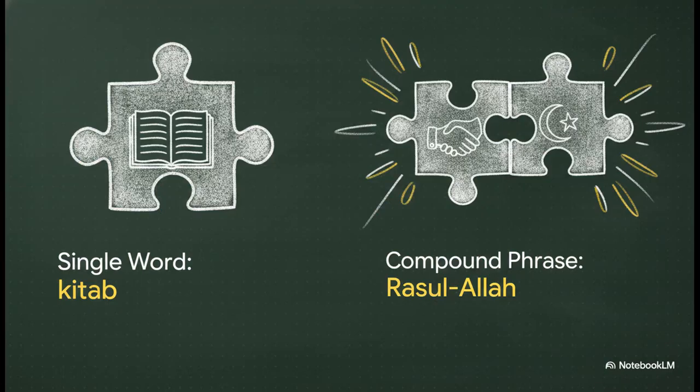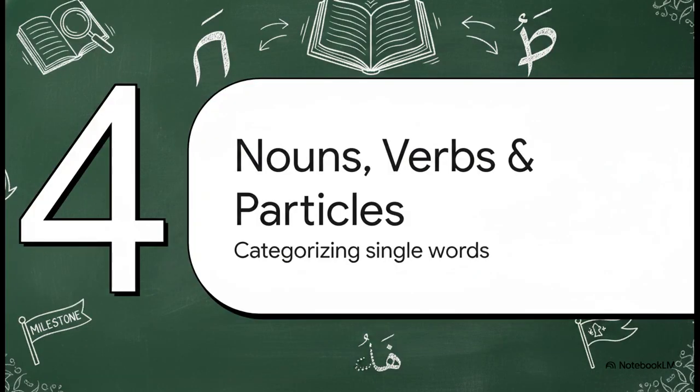And this brilliantly illustrates our point. Take our earlier example, kitab, meaning book. It's just one standalone word, single or mufrad. But if we say the phrase Rasul Allah, which translates to messenger of God, now we've combined 2 distinct words. It crosses over into being compound or murakkab. The logic of the tree just neatly categorizes everything we say. Next up, Section 4, Nouns, Verbs, and Particles. Let's categorize those single words.